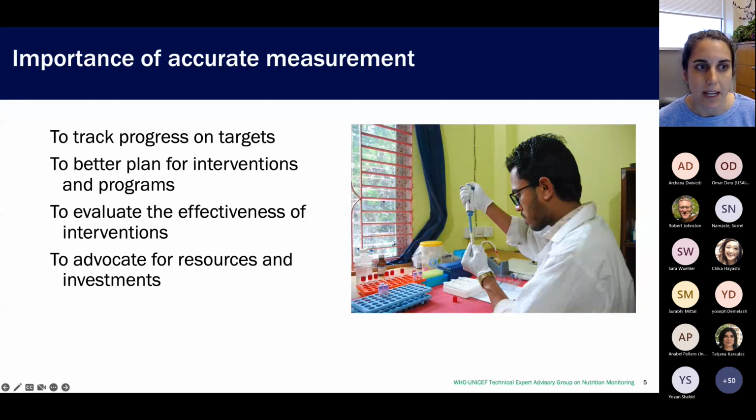The other would be to better plan for interventions and programs. So if we know where anemia is of most concern, targeted approaches can be used for different settings and different populations. The third is to evaluate the effectiveness of interventions. Accurate and precise measurement of biomarkers such as hemoglobin is necessary to evaluate impacts of interventions and programs. And lastly, to advocate for resources and for investments.